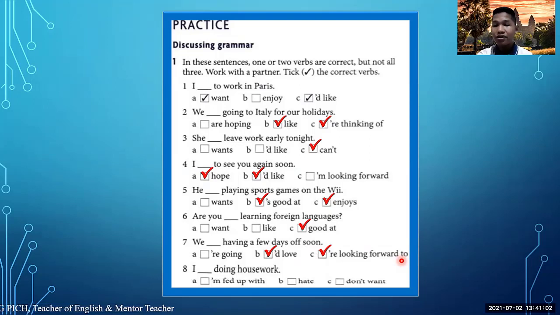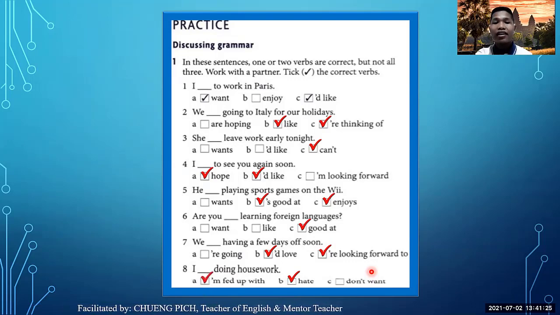The last one, 8, I plus doing housework. A, I'm fed up with, B, hate, C, don't want. So what is it? Let's choose. So the answer is B, I hate doing housework. That could be the correct answer as well. And another correct answer is I'm fed up with doing housework.